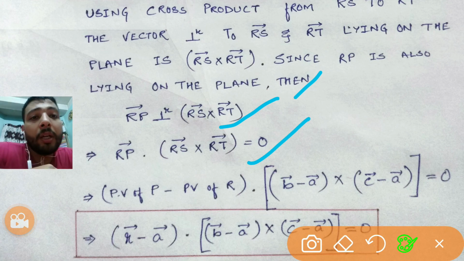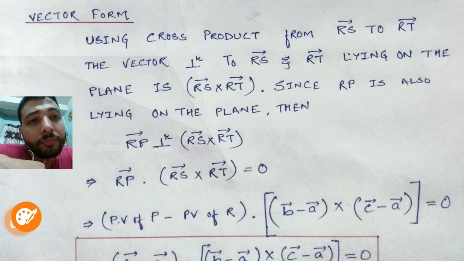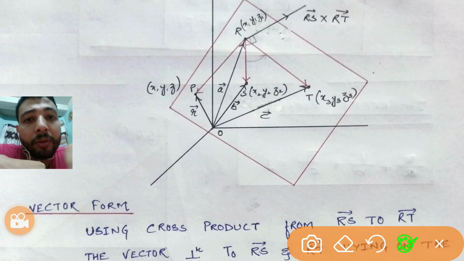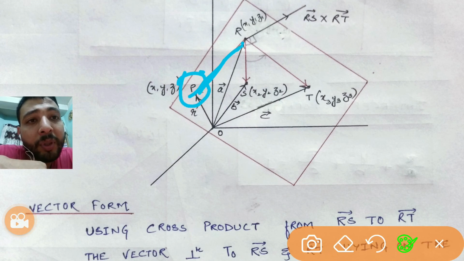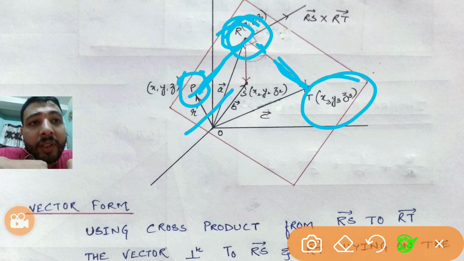Okay, so how will I find RP? Look here, RP, this line: position vector of P minus position vector of R, right? So that can be written as r minus a. Similarly, if I want to find RT, position vector of T minus position vector of R, right?